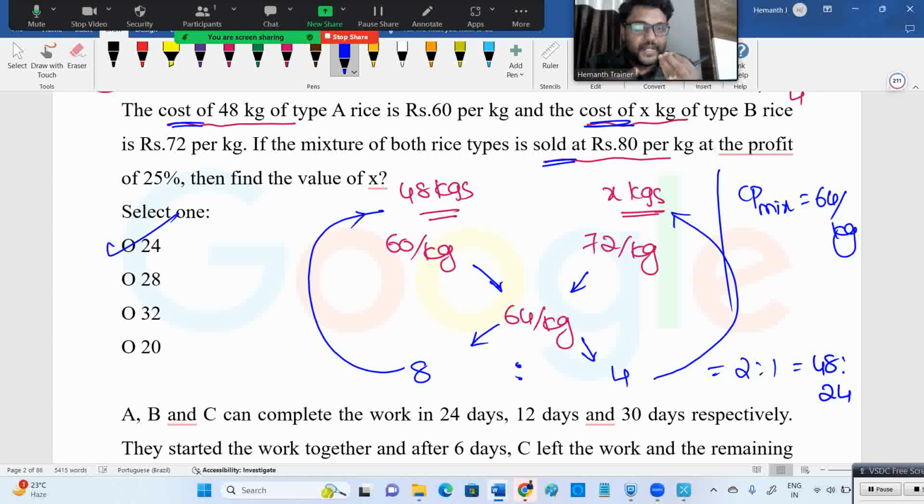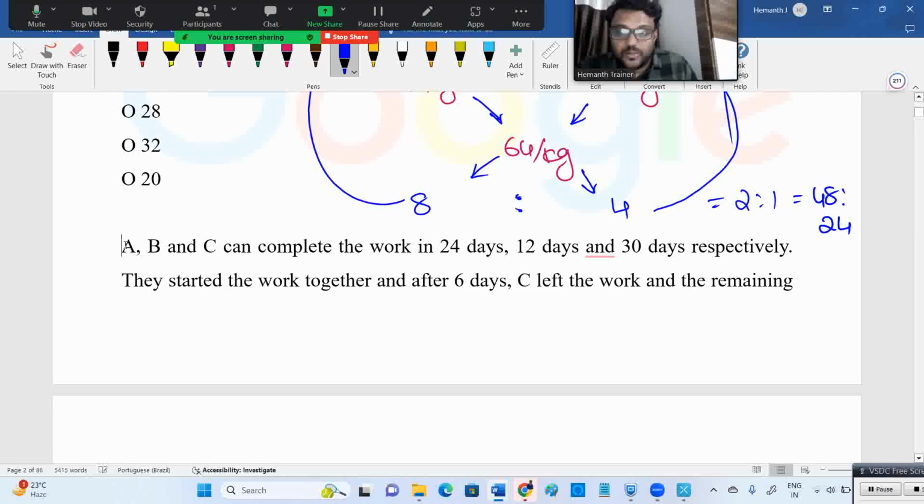Let us say you are preparing coffee or tea. You don't put equal quantities of coffee powder and milk. We don't put equally, right? More milk, coffee powder a bit less. So that's the ratio you need to mix. Okay, that was mixtures and alligations, and this next question is related to time and work.